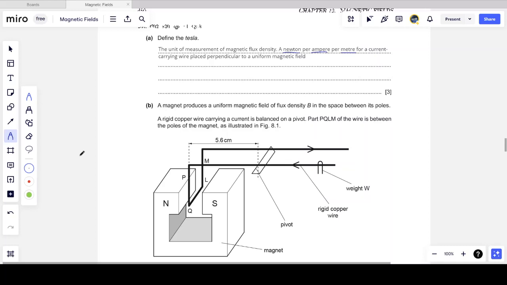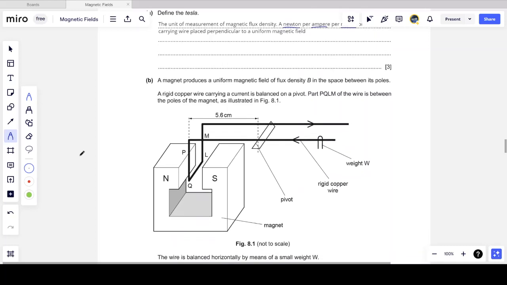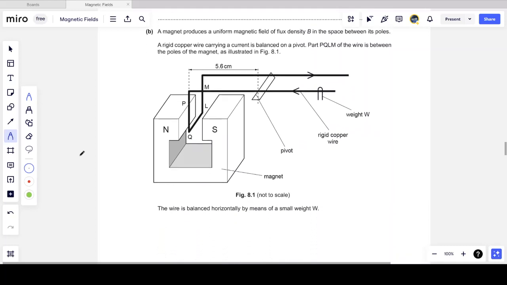So only PQLM can actually feel a force due to the magnetic field if a current passes through this weirdly shaped wire. And this whole wire is being balanced on a pivot. So expect there to be some rotation happening, or possible rotation happening. And so this is one of the more tricky kinds of questions. Now the wire is balanced horizontally by means of a small weight W. On the right-hand side, you can see a weight that is balancing. It's evening out the force on either side of the pivot so that the wire is not rotating.